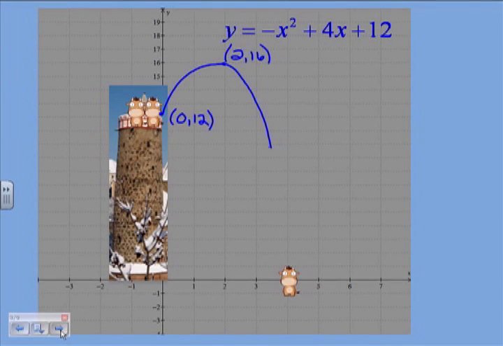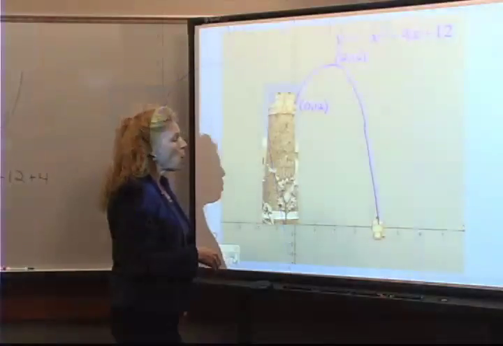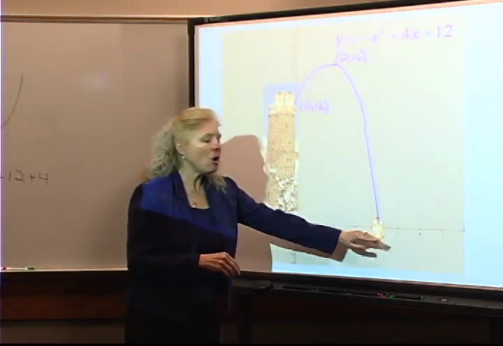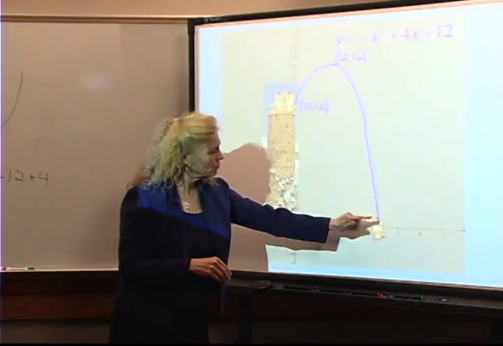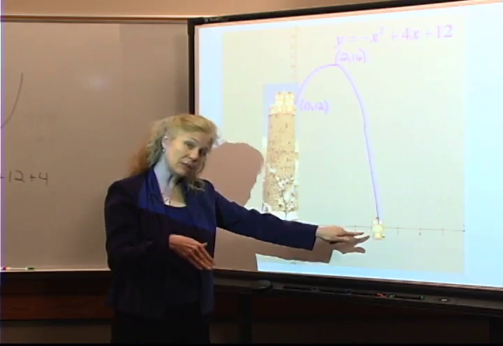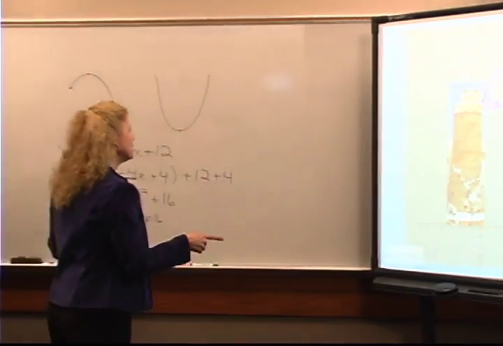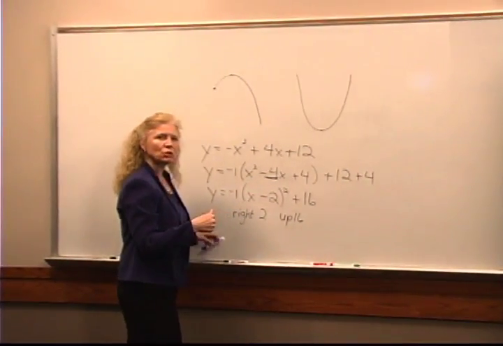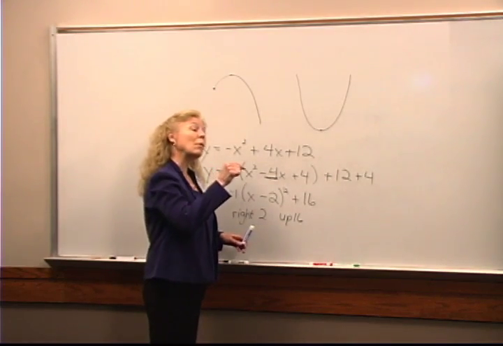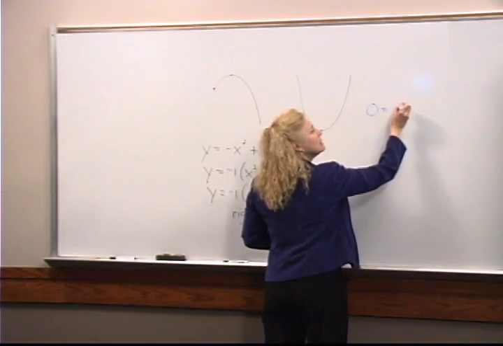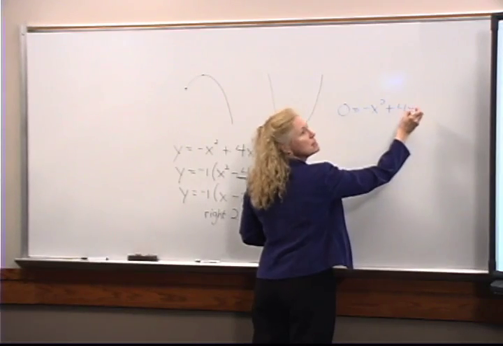Now, I'd like to know then, where did he actually land? Did he land at 4 meters, or whatever our units are, away from the castle? Well, what would this point be called as far as the graph is concerned? This point would be an x-intercept, right? Now, do you remember how we go about finding an x-intercept? To find an x-intercept, you always put 0 in for y. So I'm going to go back to the original. 0 equals negative x squared plus 4x plus 12.